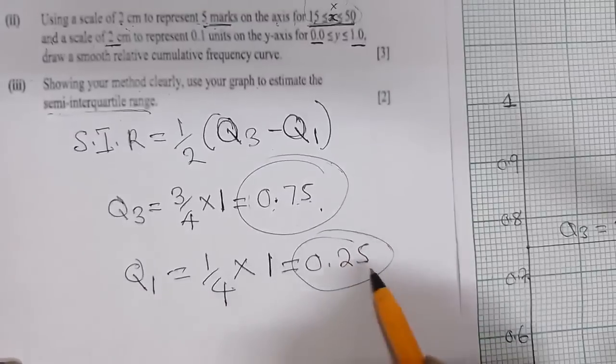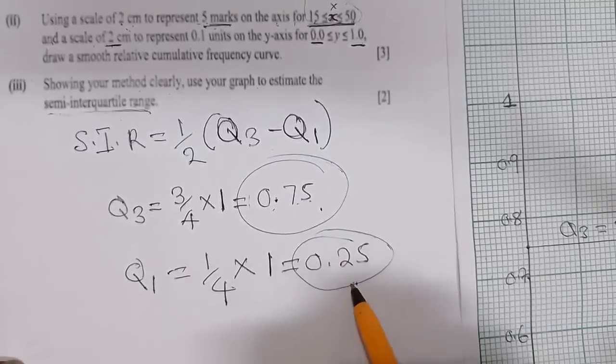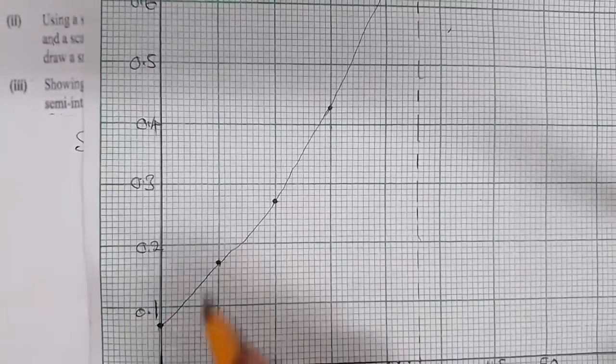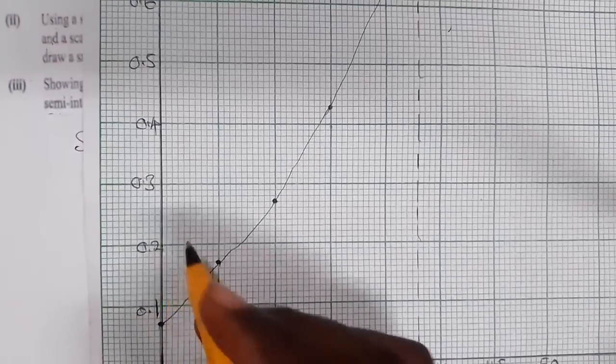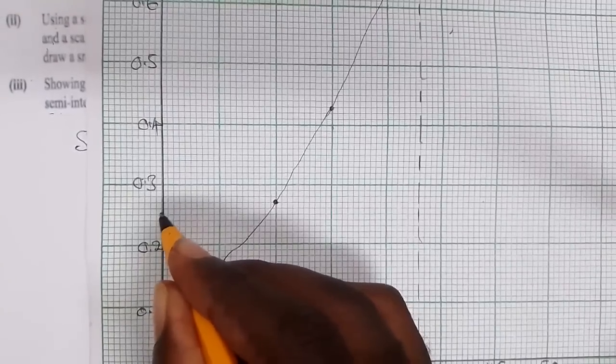This is not my answer. I repeat, please, this is not your answer. This is telling you where your answer will be found. So you go to 0.25. So 0.2 is here. Then 5 boxes: 1, 2, 3, 4, 5. It's here. Have you seen?